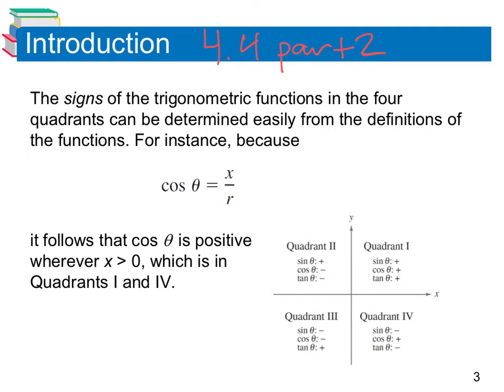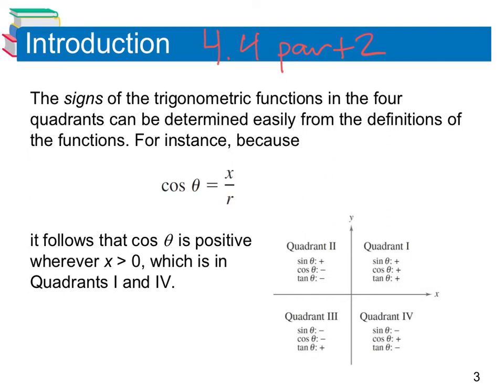We have this chart here, which tells us in quadrant 1, sine, cosine, and tangent is positive. In quadrant 2, sine is positive, the other 2 are negative. Quadrant 3, tan is positive, the other 2 are negative. And in quadrant 4, cosine is positive, and the other 2 are negative.